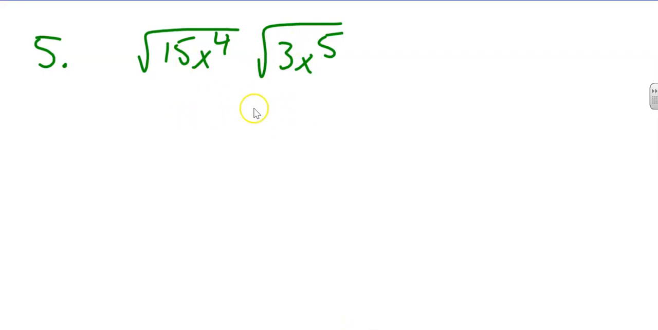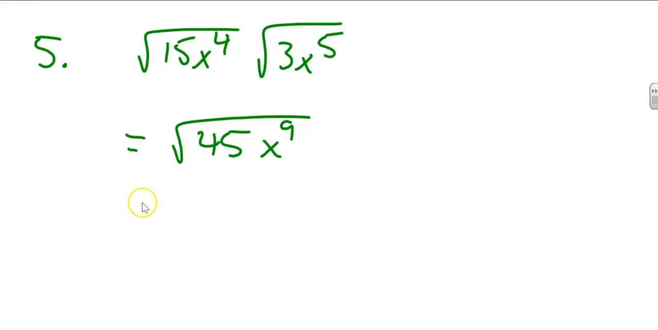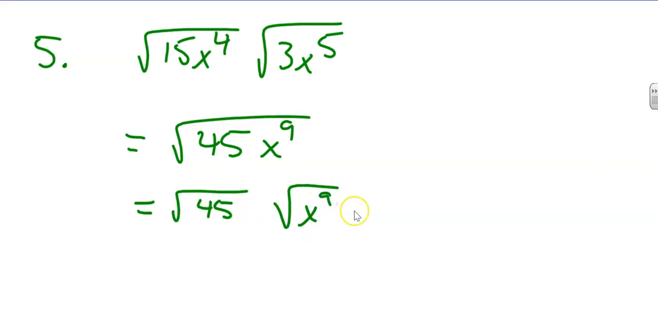So when you multiply these two together, 15 times 3 is 45. You've got 4x's and 5x's. The difference is when you do multiplication here, you're going to add those numbers together in the exponents, so make it x to the 9th. Okay, and then you can almost really do it in 2 parts. We're going to work on the square root of 45, and we're going to work on the square root of x to the 9th.